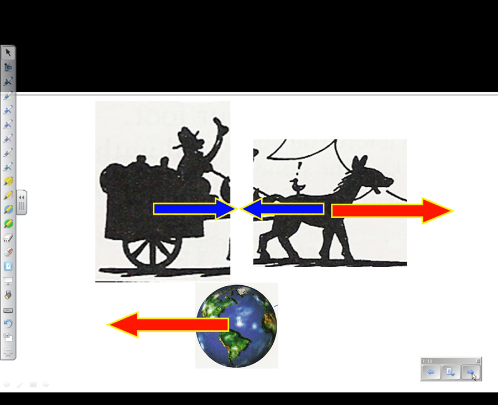But that leaves one question unanswered. If you look at this picture, how many forces are acting on the Earth? One. Is it balanced out by anything? No. So what's the Earth going to start doing here? Moving the other way.